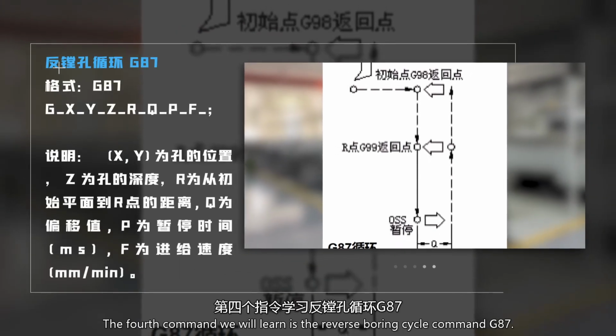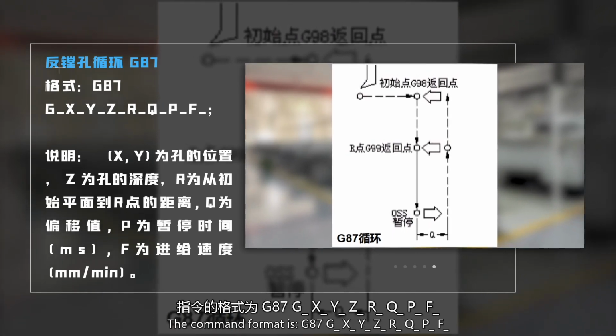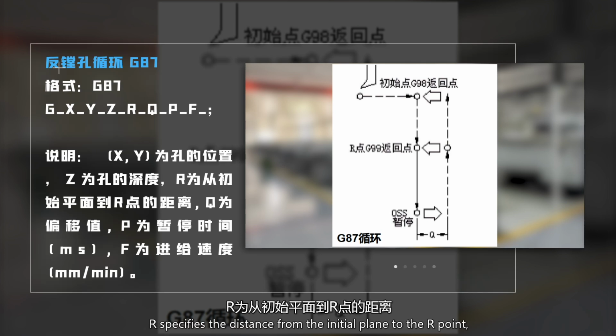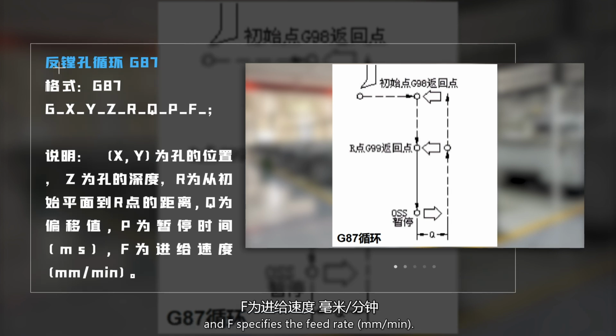The fourth command we will learn is the reverse boring circle command, G187. The command format is G187, G, X, Y, Z, R, Q, P, F. Here, XY specifies the hole position, Z specifies the hole depth, R specifies the distance from the initial plane to the R plane, Q specifies the offset value, P specifies the dwell time in ms, and F specifies the feed rate in millimeters per minute. The operation process is shown in the diagram.